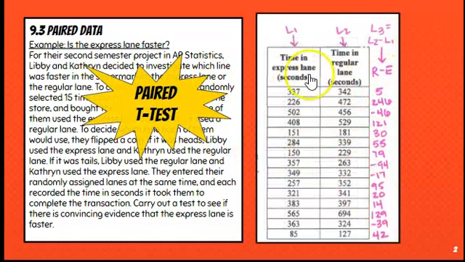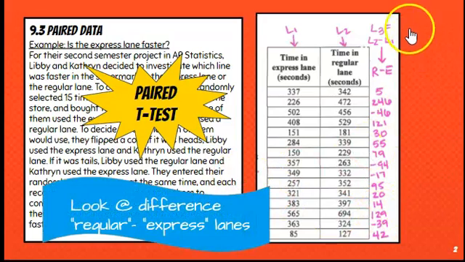That means in list 1, I'm going to type all this data. In list 2, I'm typing all this data. For list 3 in my calculator, I'm going to tell it to take list 2 and subtract list 1. So that's regular lane time minus express lane time, right? So here are the differences. Now, that's what I'm going for. Really, I'm running a test on the differences between the two.